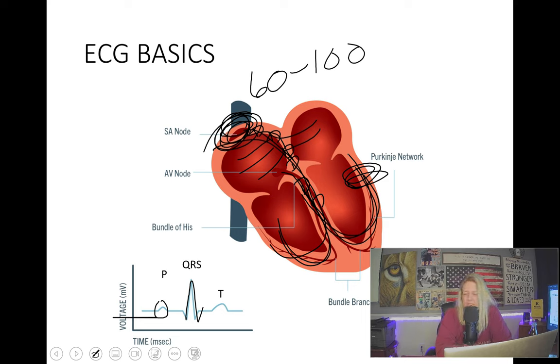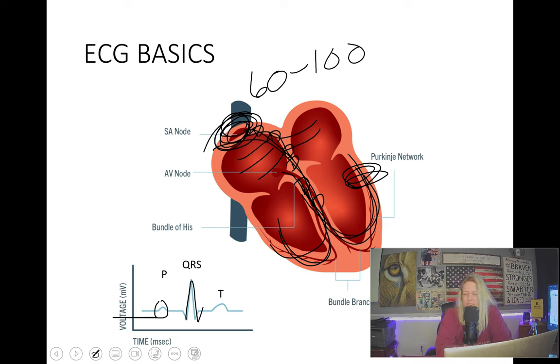So, let me show you this again. Here we have atrial depolarization, and then the ventricles depolarize, and then the ventricles repolarize, and that's the T wave, okay? So the P represents atrial depolarization, the QRS represents ventricular depolarization, and the T represents ventricular repolarization. I'm saying those things kind of fast, so if you need to go back and rewatch this, do that, because you really do need to understand it.